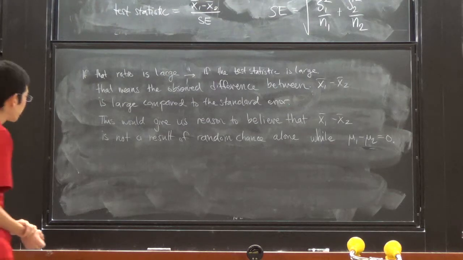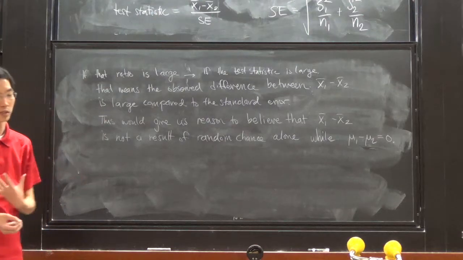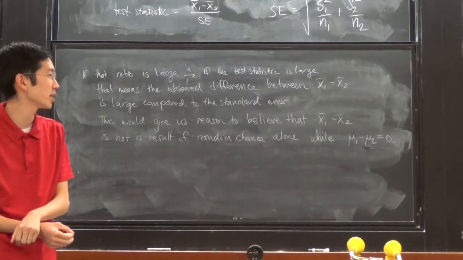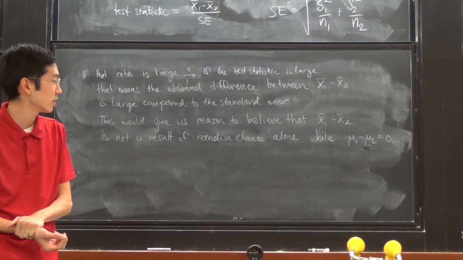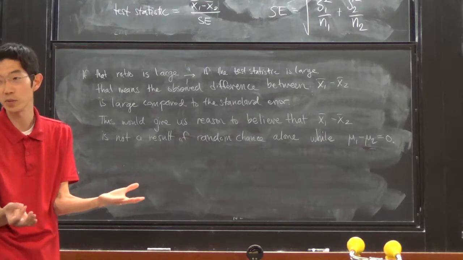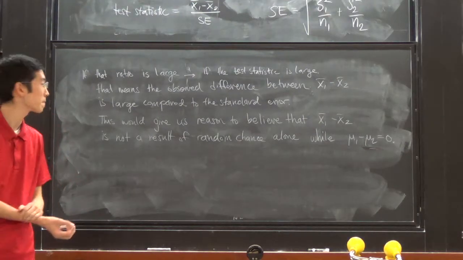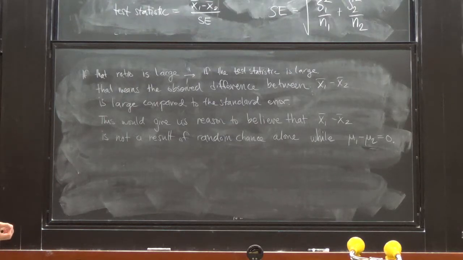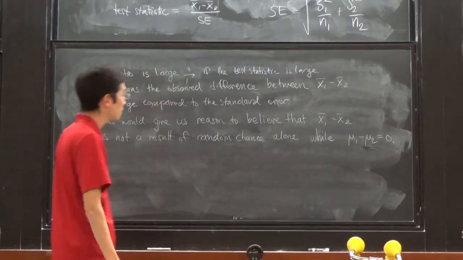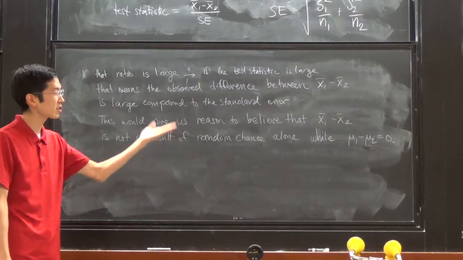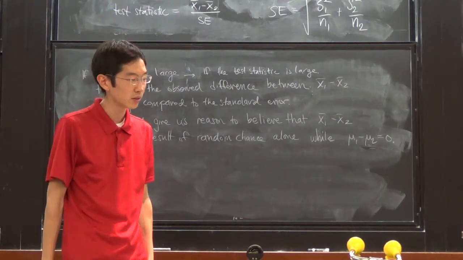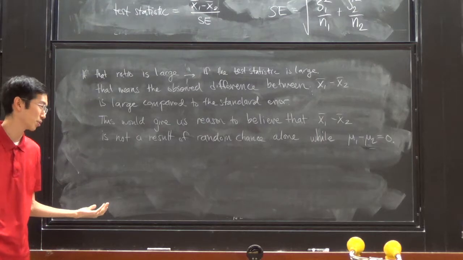On the other hand, if the ratio is small, then we can't ignore the possibility that mu1 and mu2 are equal, and that what we observed is a result of just the random nature of sampling and whatnot. So it's all just, is the difference we observed statistically significant, or is it not? Do we have reason to believe that our null hypothesis is wrong, or do we not have enough evidence to reject that notion?